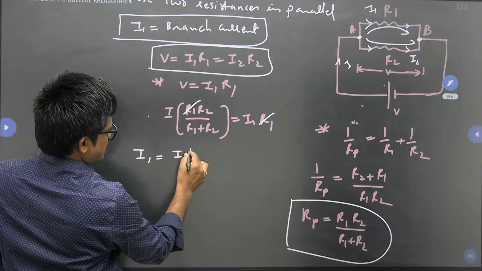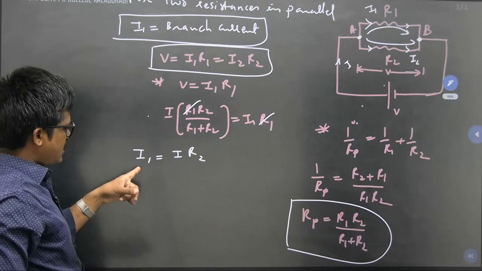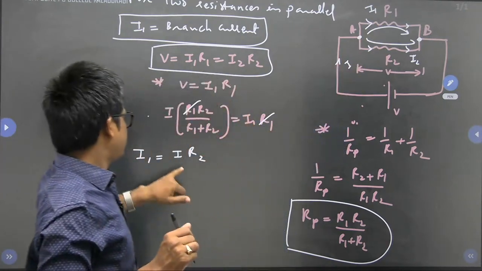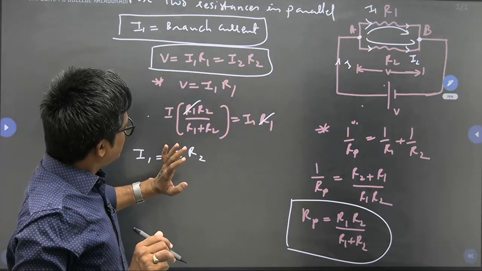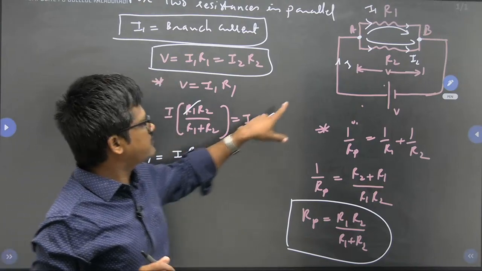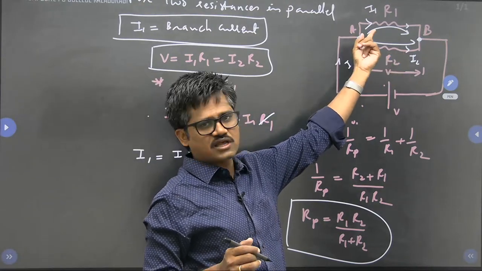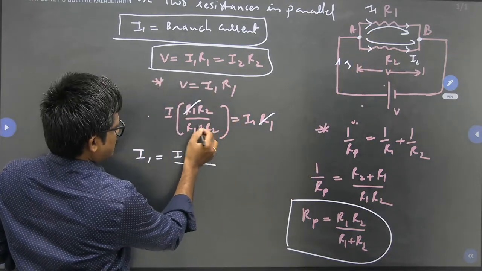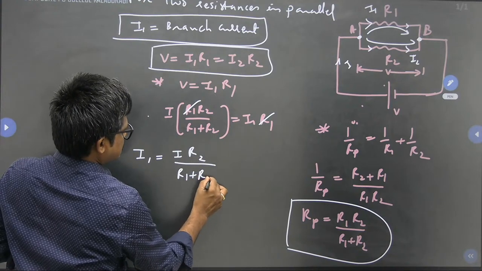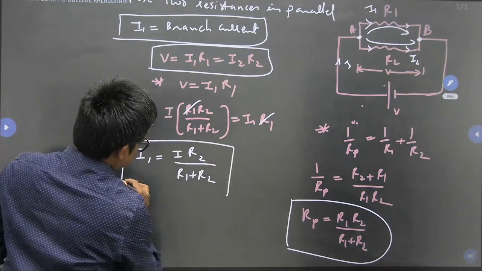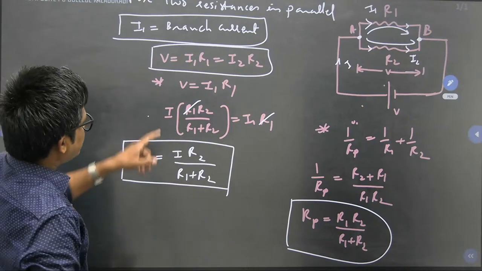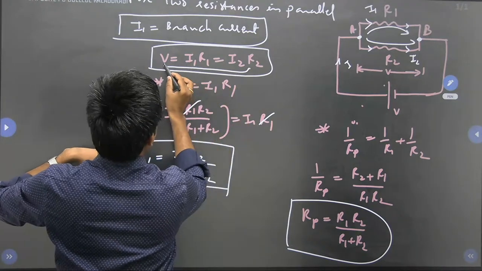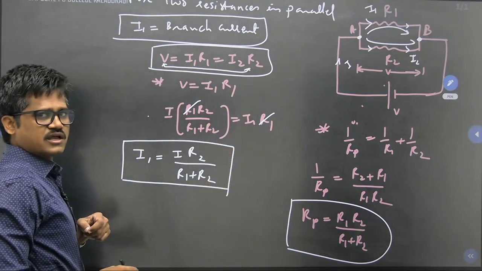I1 equal to, what is here? Main current times the resistance of the other branch. Here I1 is the current in the upper branch, but in the numerator you have the resistance of the other branch. So R2, and what remains in the denominator? R1 plus R2. This is the branch current formula. Other way, you can compare this with this, and you will get the current in the other branch also.